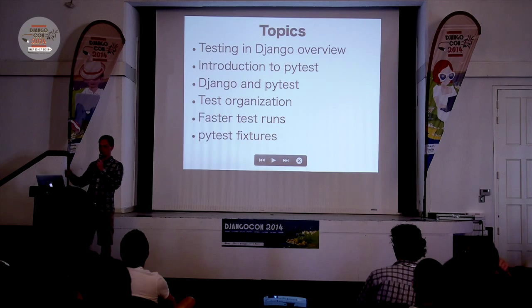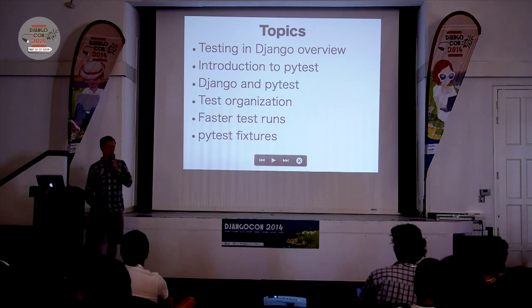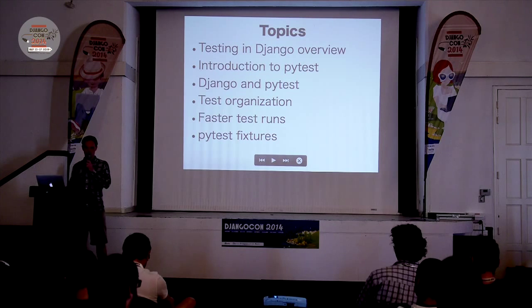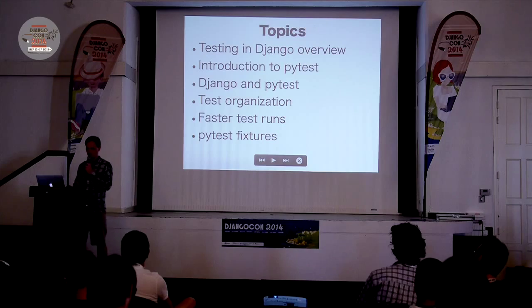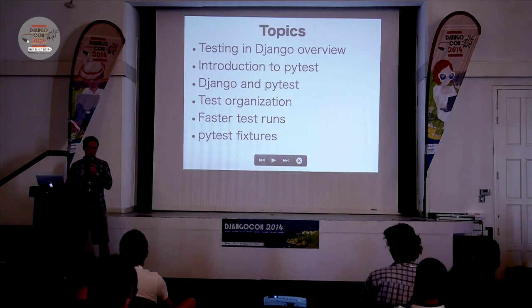So this is what I'm going to talk about. I'm going to give a brief overview of the state of testing in Django, and then I'm going to introduce you to Pytest. I'm going to show you how you can use Django and Pytest together, and how to set it up in your project. I'm also going to discuss how you can organize the test suite in different ways. Then I'm going to give some tips about how you can run your tests faster, which might be nice. And then I'm also going to talk a little bit about the feature in Pytest called fixtures.